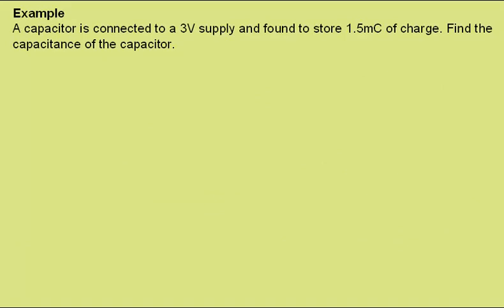Let's just run through a simple example. A capacitor is connected to a 3 volt supply and found to store 1.5 millicoulombs of charge. Find the capacitance of the capacitor. Well, using capacitance is charge over potential difference. Putting in the values, 1.5 millicoulombs over 3 volts gives a capacitance of 5.0 times 10 to the minus 4 farads. Often capacitances are quoted in microfarads, so we could write this as 500 microfarads.